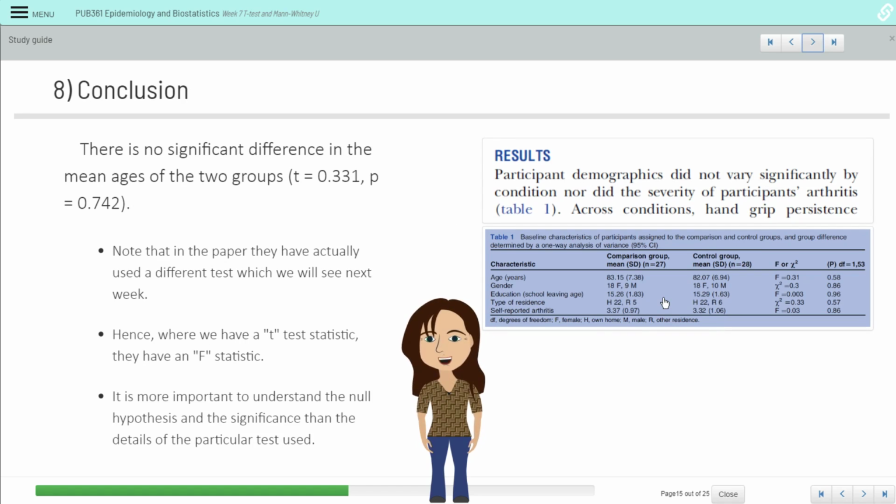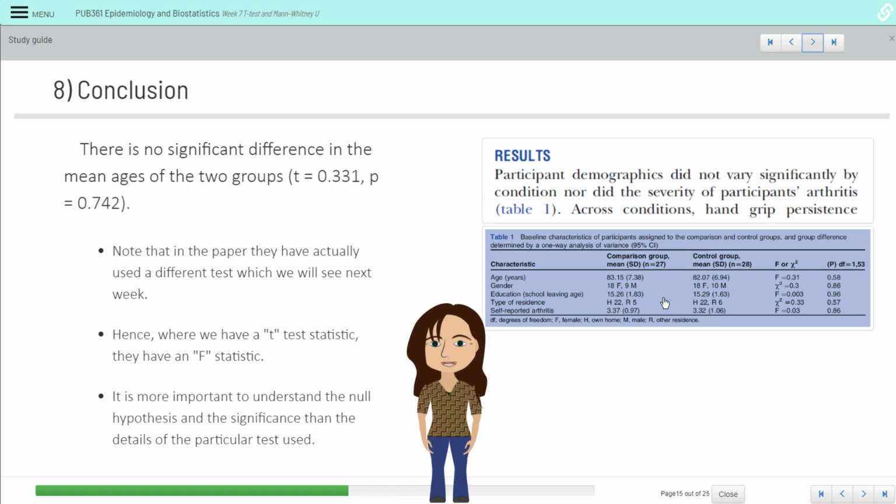And then we would write our conclusion. If we were formatting this as a sentence, we would say there is no significant difference in the mean ages of the two groups. And I've put in the test statistic and the p-value. We would probably also put in the mean ages and the standard deviations or a confidence interval as well if we were fully reporting it. In this case, that's been put into a table, so we don't really need to write that down.